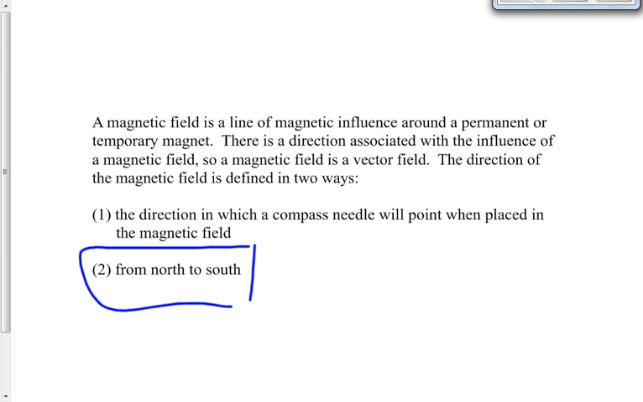We did the lab activity the other day where we put the compass in the magnetic field. That showed us the direction of the magnetic field. Hence, we define the direction of the magnetic field as the way that the compass needle will point when placed in that field. Just like the electric field is the way that a positive particle will move when placed in the field, just like a gravitational field is the direction that a mass will move when placed in the field. But we also define it as being from north to south.